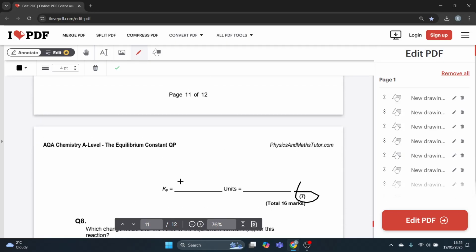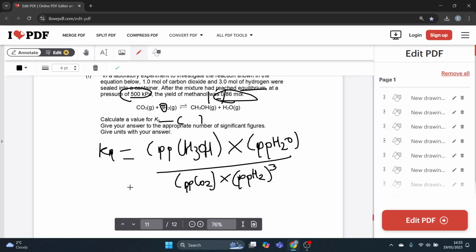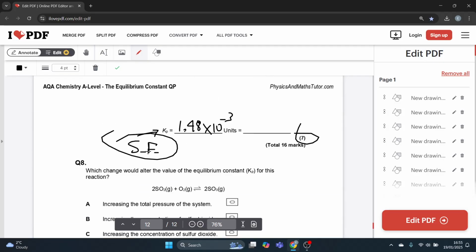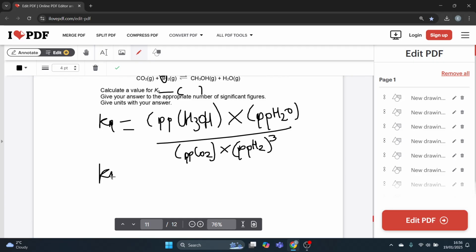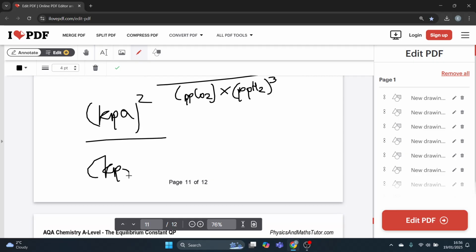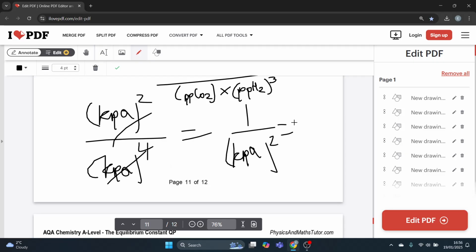So Kp I get as 1.48 times by 10 to the power minus 3. And remember, always try to do it in standard form. And then it says give your answer to a certain number of significant figures, 1.48, that's fine. Give units with your answer. Units now, well, I was using kPa, so it's going to be kilopascals times by kilopascals squared divided by kilopascals times by kilopascals cubed, kPa to the power 4. That will give me 1 over kPa squared. That is the same as kPa to the power minus 2.